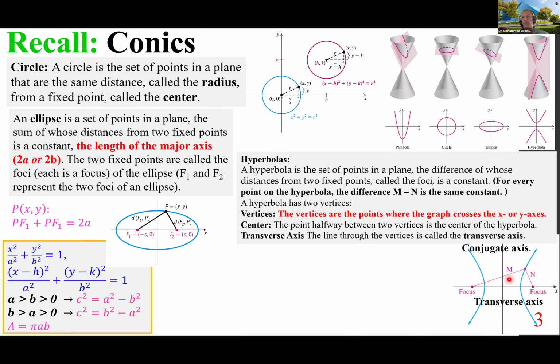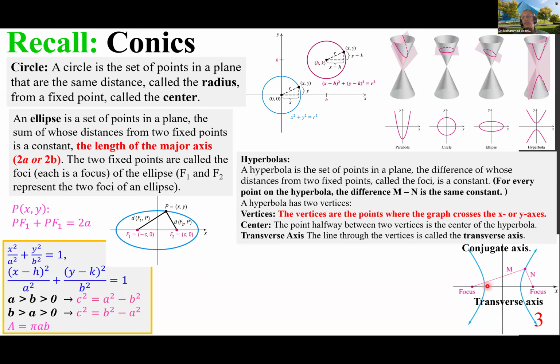Here's the hyperbola, class. A hyperbola is a set of points in a plane, the difference of whose distances from two fixed points called the foci is a constant. For every point on the hyperbola, the difference m minus n is the same constant. In other words, pick a point P and connect it to focus 1, focus 2. Their difference is a constant.